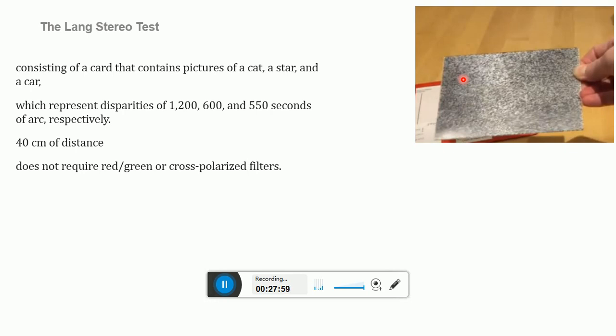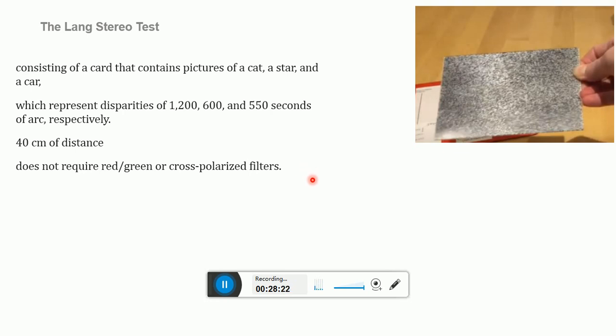The test card must be held parallel to the plane of the patient's face to avoid giving uniocular cues. The test is viewed at a normal reading distance. The Lange stereo test is a glasses-free test that measures stereopsis or 3D vision.